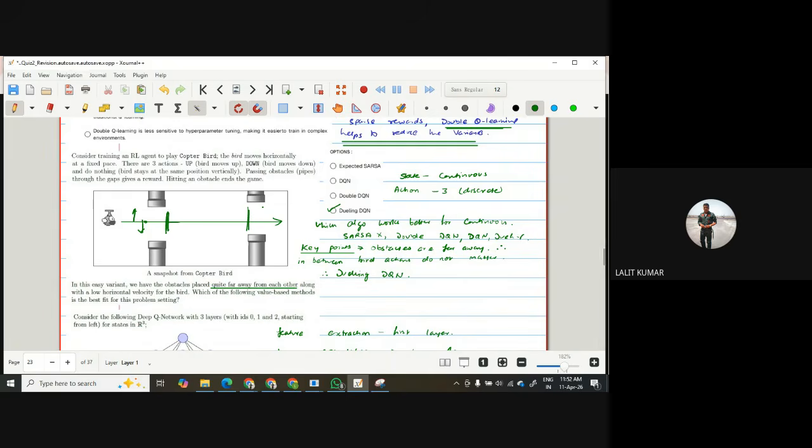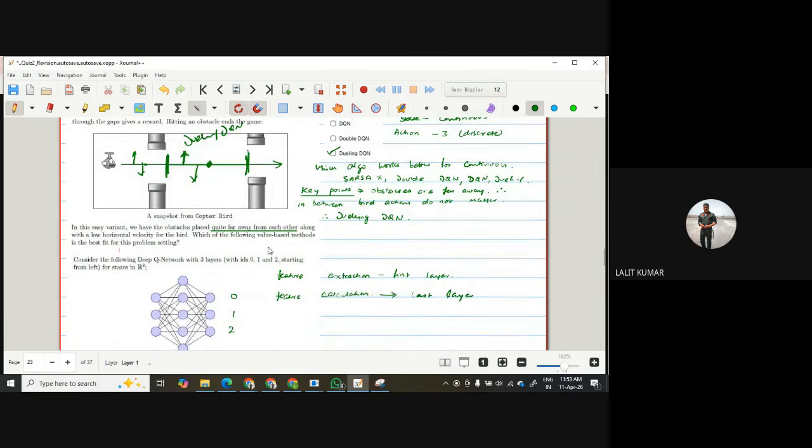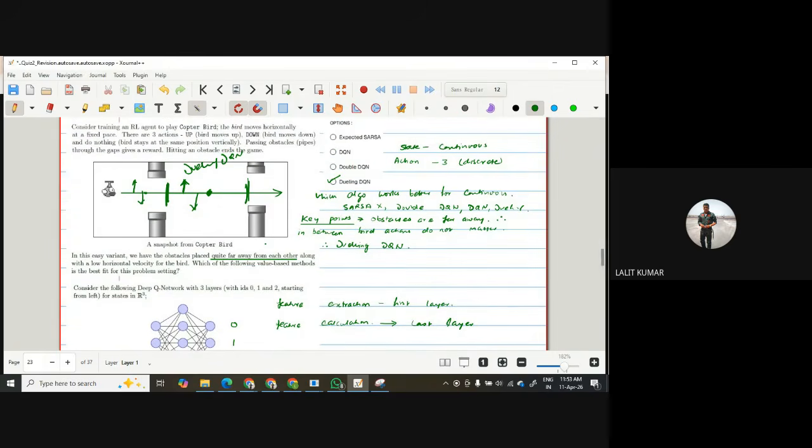So this is very similar to what we learned in dueling DQN, that in this phase it does not matter whether I go up, whether I go down, or I stay here. So for this, the best value-based method will be dueling DQN. That is the advantage of dueling DQN.